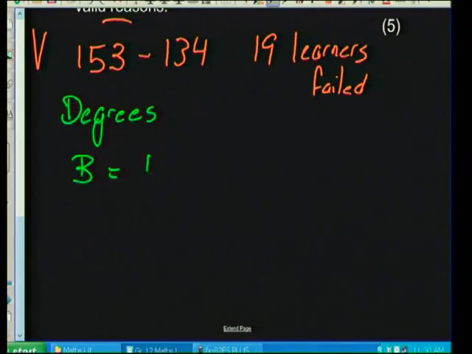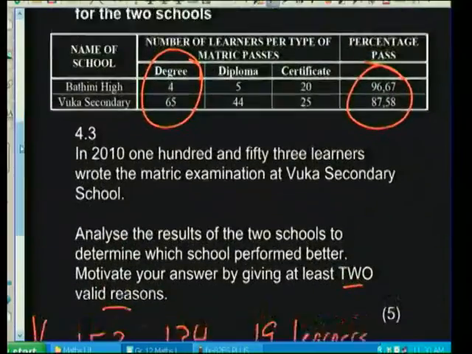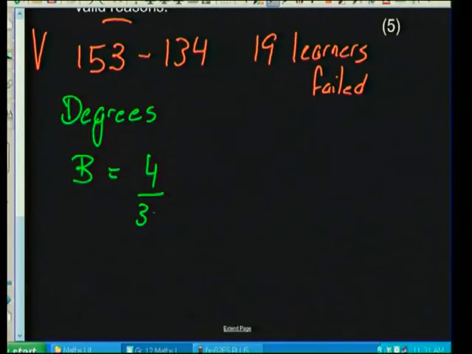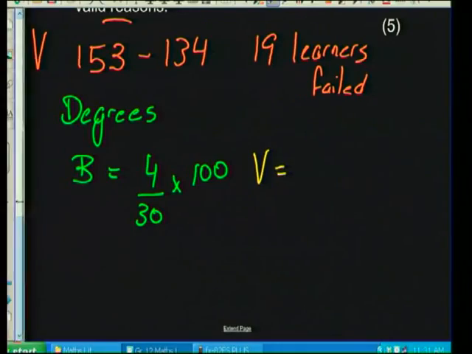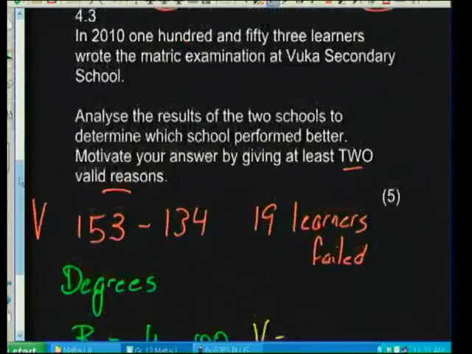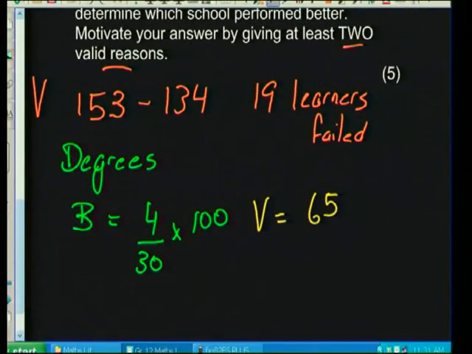Now we had 4, just double checking that was the correct number, 4 out of 30, and I'm going to work that out as a percentage. And then for Vuka, let's change colors for that. How many did they have? They had 64, I think it was 65, out of 153, and also work that out as a percentage.